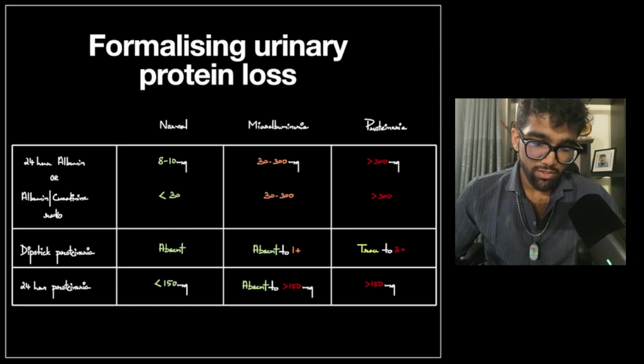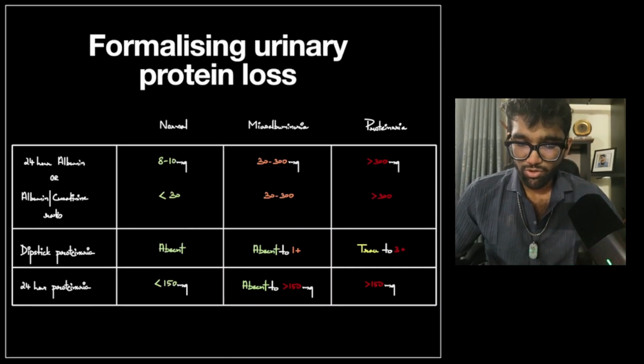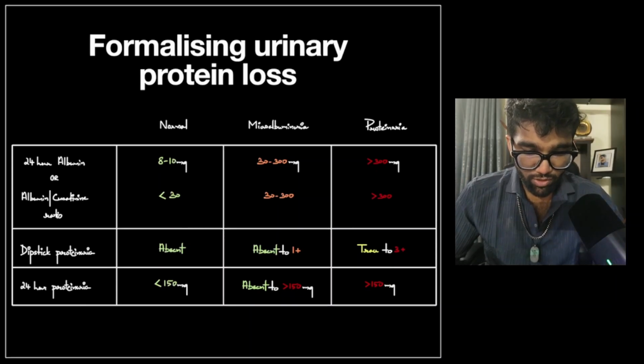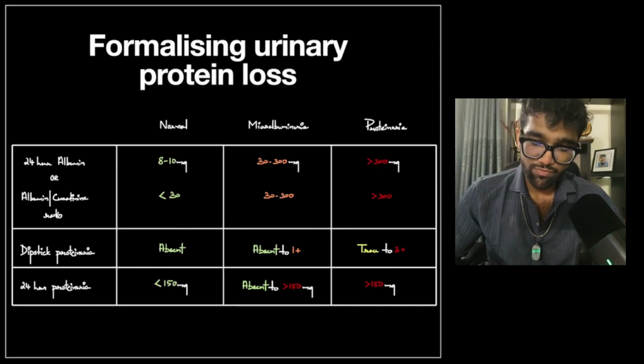Now, the dipstick is a semi-quantitative way of assessing proteinuria. The dipstick is negative in case of no proteinuria, or 8 to 10 milligrams. It is absent or 1 plus, often called trace, in case of microalbuminuria. It is trace to 3 plus in case of proper proteinuria, depending on the exact amount of proteinuria. Again, the 24-hour total protein can also be assessed, and for that we check less than 150, absent to 150, and more than 150 milligrams.